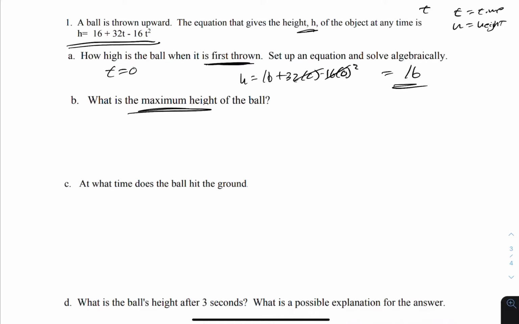Where's the max height of the ball? Well, remember, this graph is going like this. I know that because it's a negative x squared. So how do you find the max? It's just the vertex. That's all it is. We just have to find the vertex like we've been doing. So how do we find the vertex? x equals negative b over 2a.